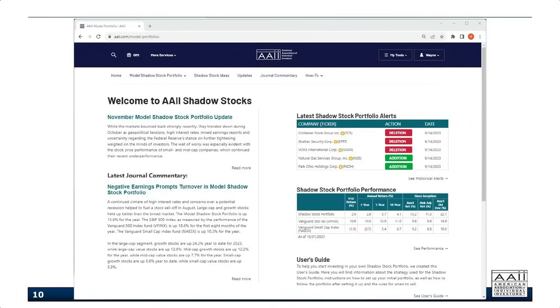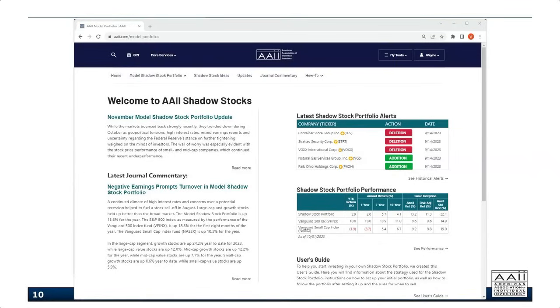For just $49 a year, AAII members can access the model shadow stock portfolio and receive quarterly portfolio reviews. The portfolio is designed to require only a few hours of analysis each quarter. The buy and sell rules are clearly defined and easy to follow. This is not a black box system.